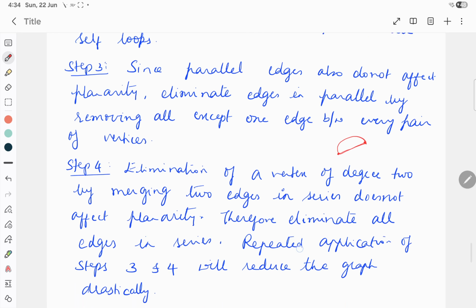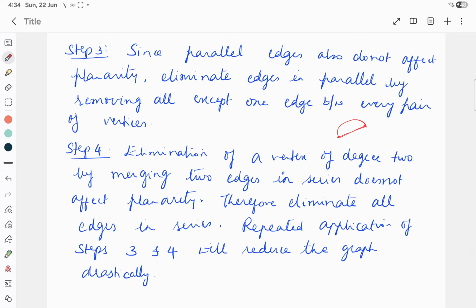Next, step 3. Elimination of a vertex of degree 2 by merging two edges in series does not affect planarity. Again, for example, you have an edge like this which has another vertex like this. So the two edges E1 and E2 are in series. So just by eliminating this vertex, I'll get only one single edge. This won't affect the planarity as there is no edge crossing. Therefore, such series edges can be removed, or a vertex of degree 2 can be removed.